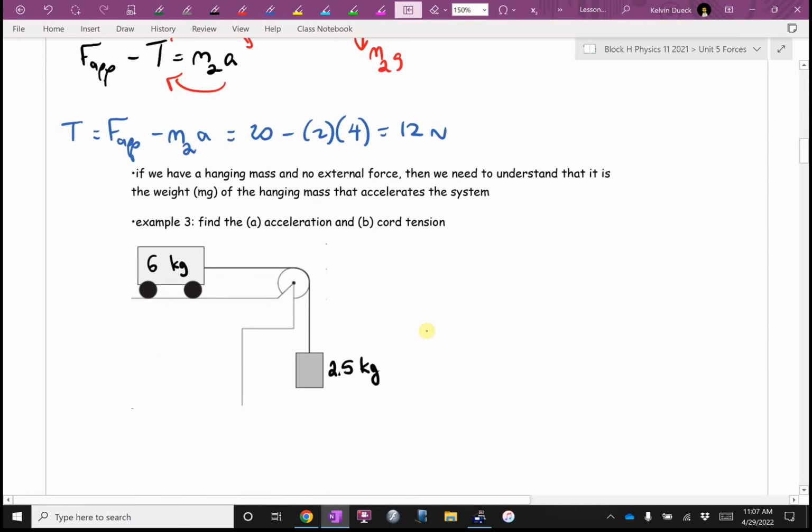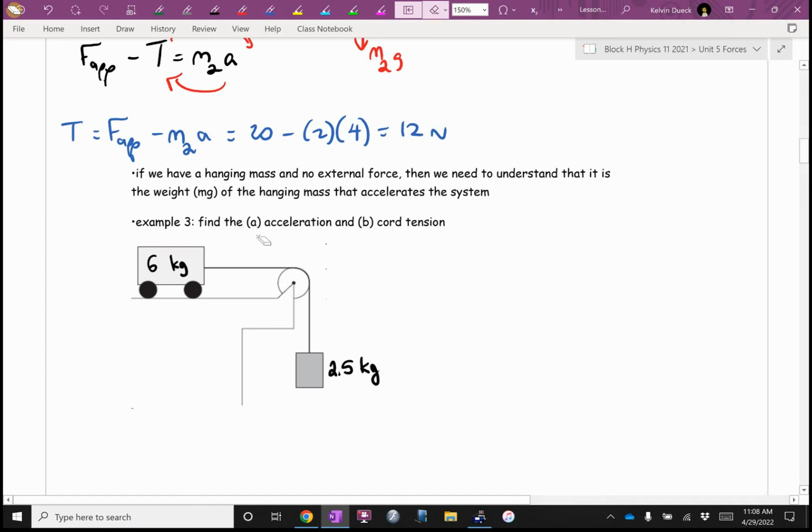We can also do this if we have a mass hanging over a cliff. So if we have a hanging mass and no outside forces, which way is this going to accelerate? Right and down or left and up? If this is a cart with no batteries, it's just sitting there on wheels, it's got to go right and down because gravity's going to be pulling down. Okay. Cool. We can do this.